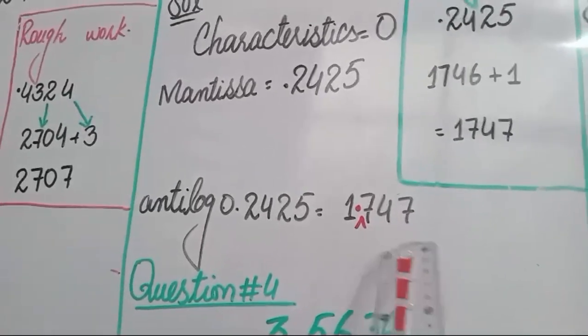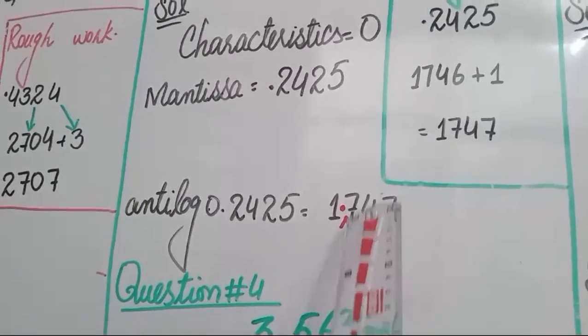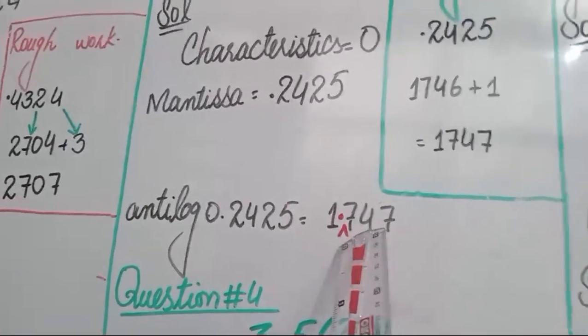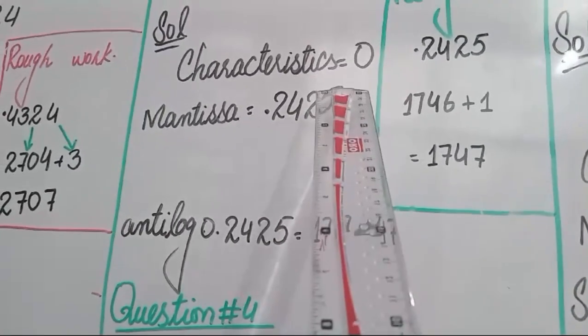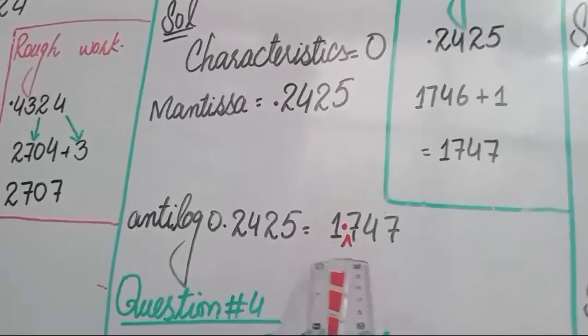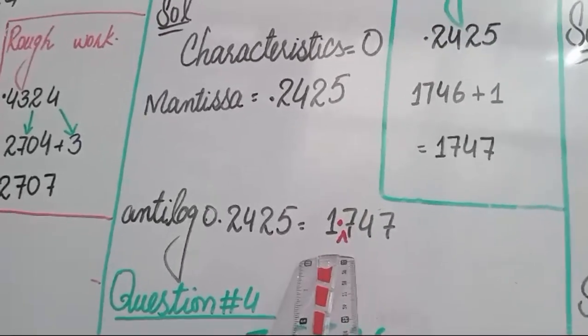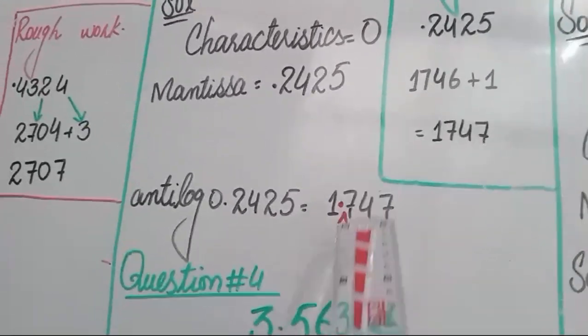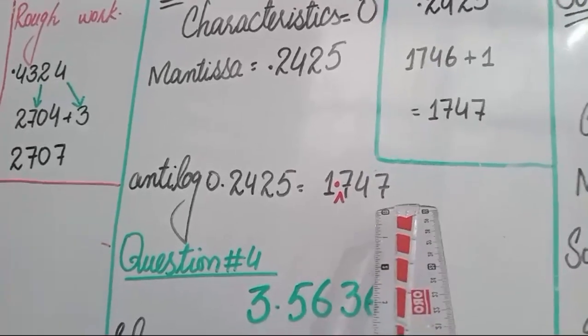Now we will place the reference point, which is always after the first non-zero digit. As our characteristic is 0, our decimal point is at the same place as the reference point. So our answer is 1.747.